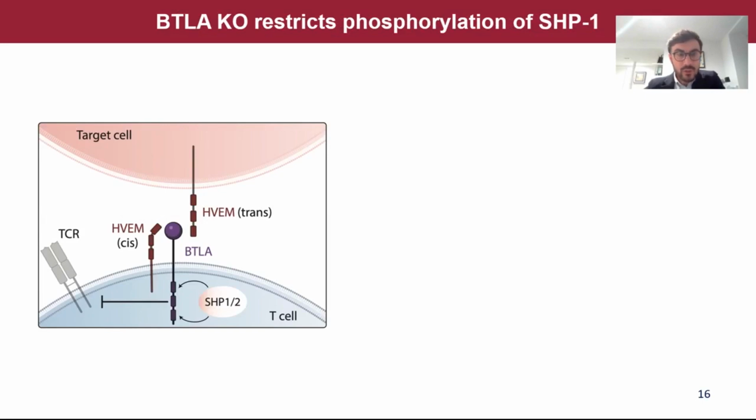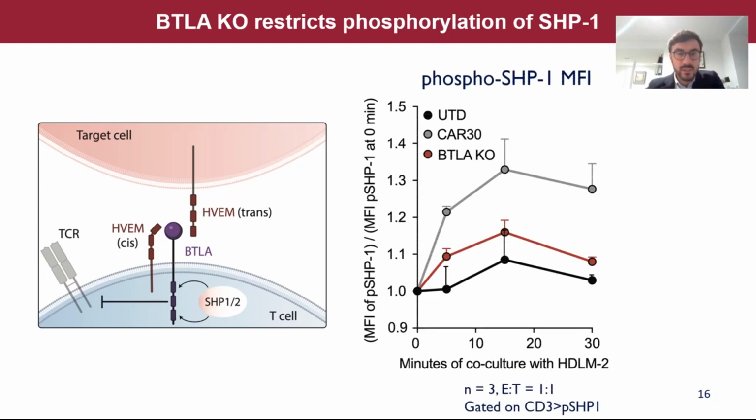And as I mentioned, the mechanism that we propose based on the literature is that by removing BTLA, you have reduced activity of SHP1 and SHP2. And as you can see here in this phosphoflow assay, we show that BTLA knockout CAR30 have lower levels of phosphorylated SHP1 as compared to the wild-type CAR30.